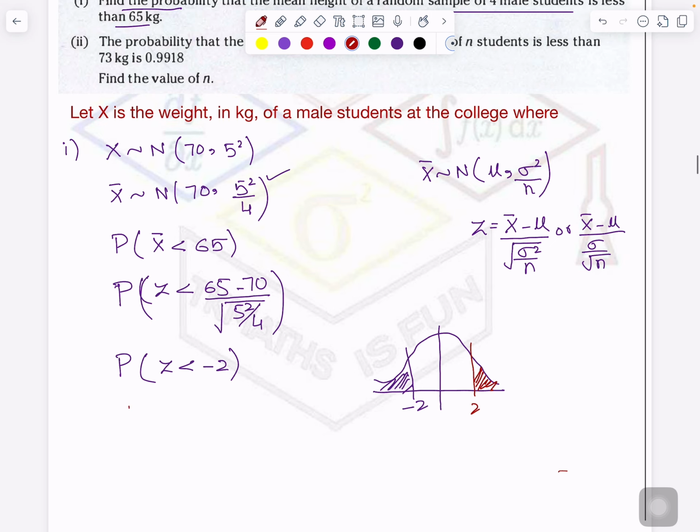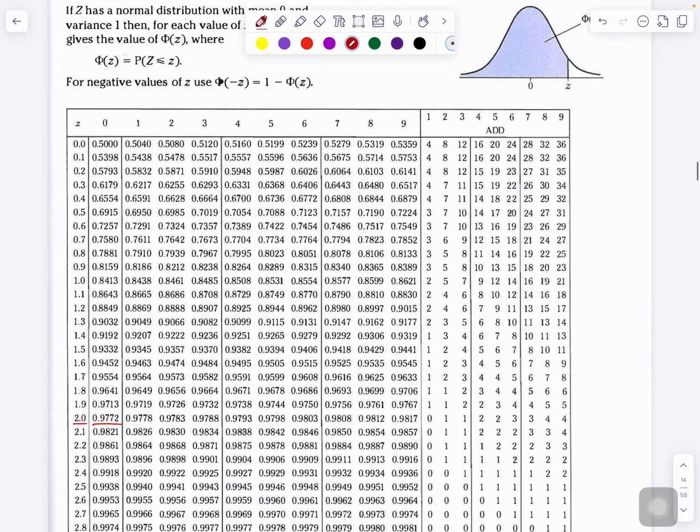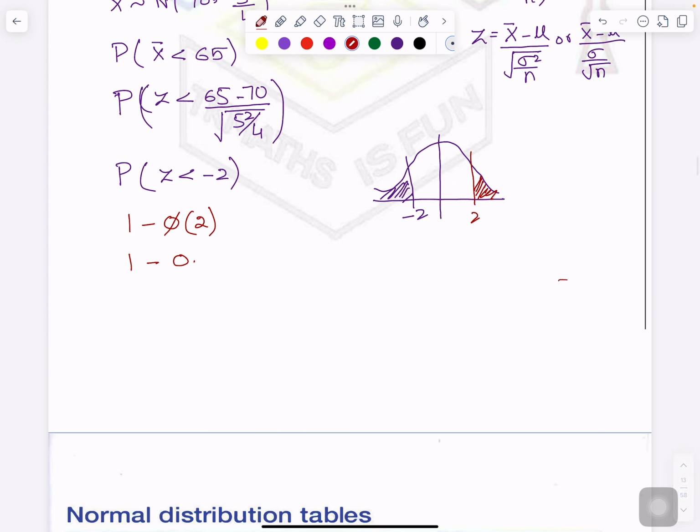So what will I do? Absolutely right, you will find this. Okay, so what is the value here? Let's see the table. Here it is. It was written only 2, which means 2.00, right? So 2.0 here and the other 0 is here. So my answer is 0.9772. So 1 minus 0.9772 will give you what? Let's check in the calculator. 0.0228. So this is your probability, right?